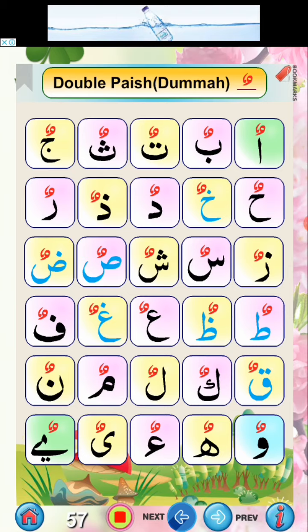Today we will learn about double pesh. As you know, pesh is called a dhamma in Arabic. So we can also call it double dhamma, or in other words, two pesh or two dhamma.